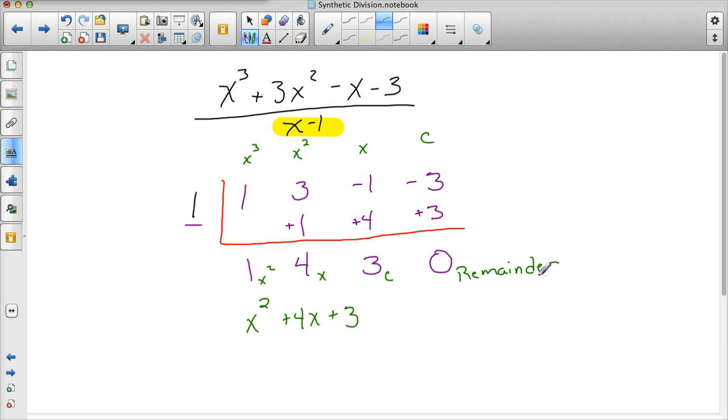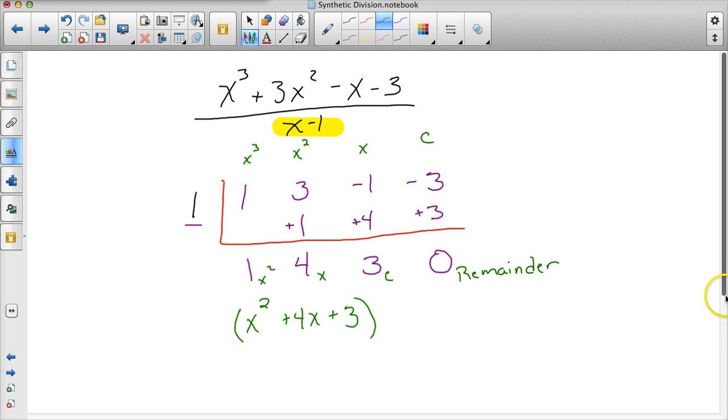Now, you might wonder, how do we know for sure this is correct? And what does it mean again when we have a remainder of 0? Well, if you remember from the long division problem, when we have a remainder of 0, that means that our divisor, x minus 1, is a factor of our polynomial. It also means that our quotient, what we just found, is also a factor of our polynomial.